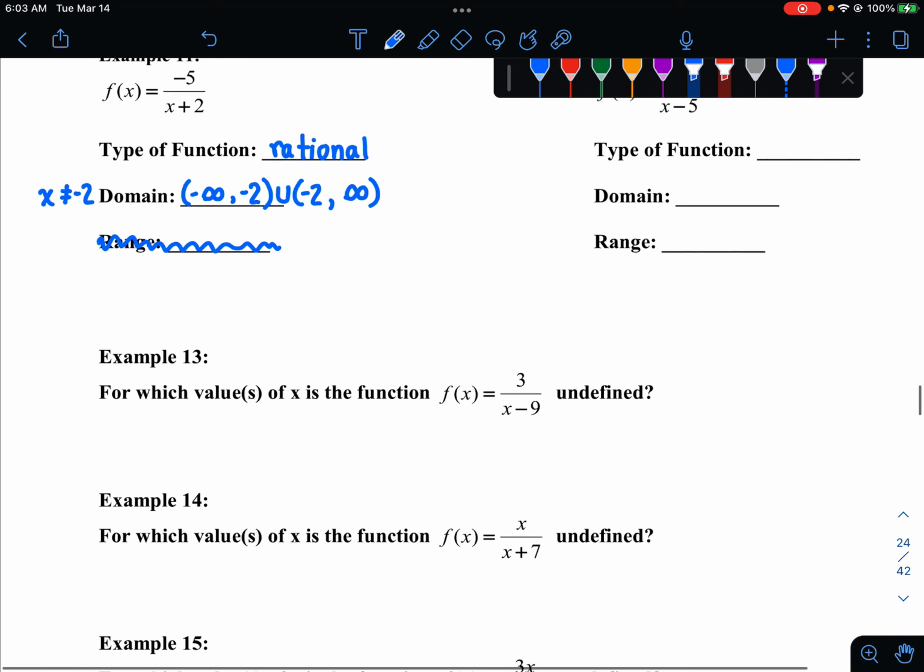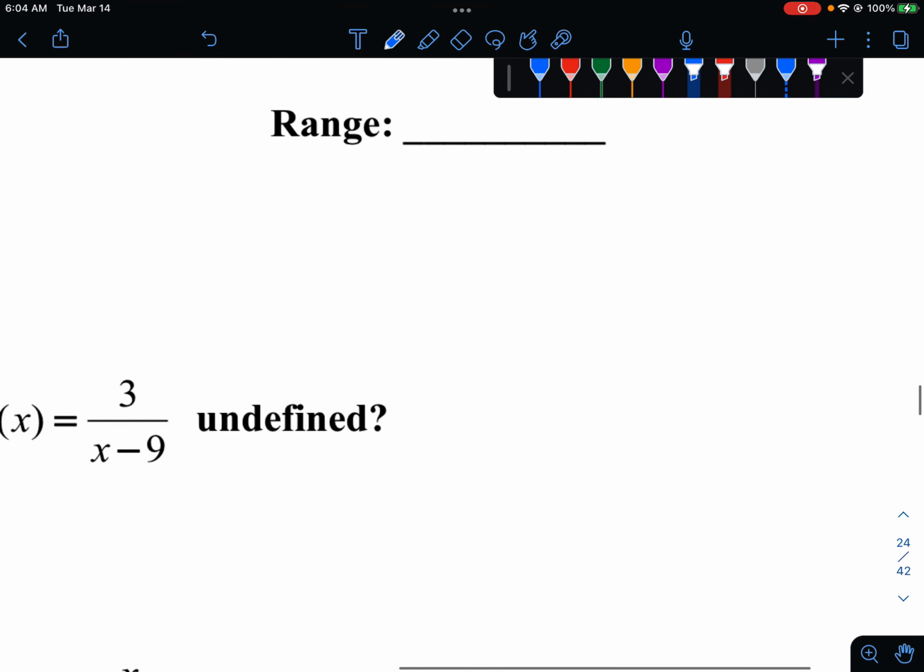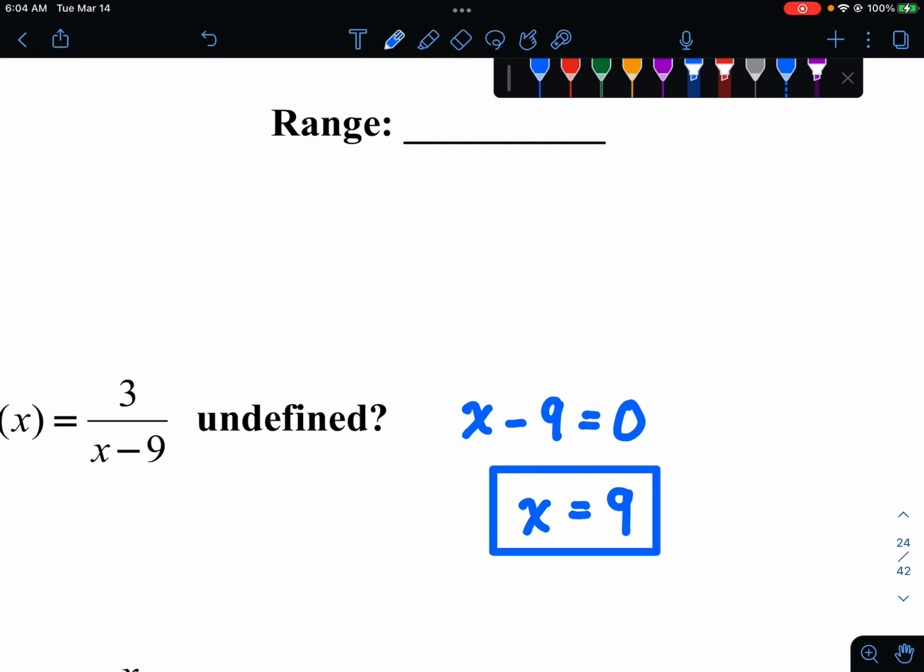Now for these last few, we're just asking where the function is undefined. So where the function is undefined, you take the denominator, x minus 9, and you set it equal to 0, because we're saying we don't want the denominator to equal 0. So I add 9 to both sides, so the function is undefined at 9.